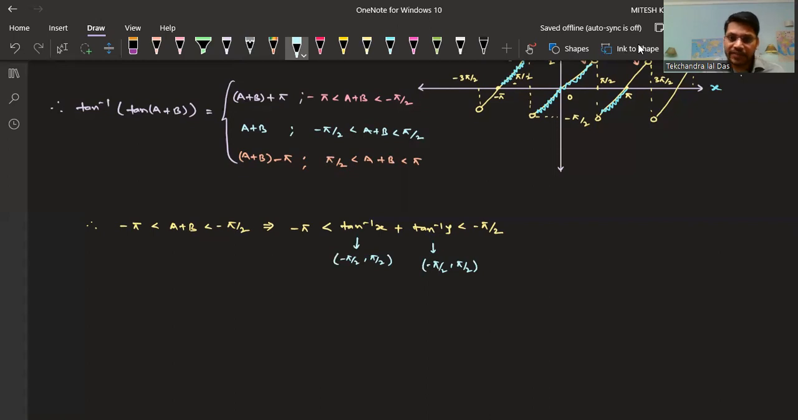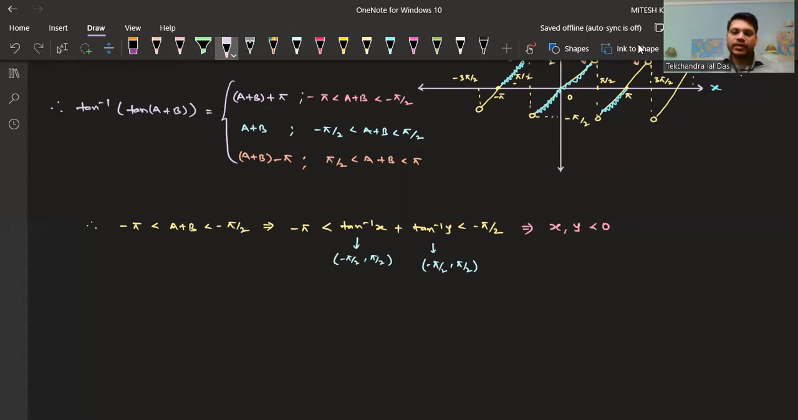Okay, so definitely this tan inverse x and tan inverse y should be negative here. And if tan inverse x and tan inverse y both are negative, then definitely x and y should be negative here. We can say from this inequality, x and y should be negative, less than 0. Correct. Okay.